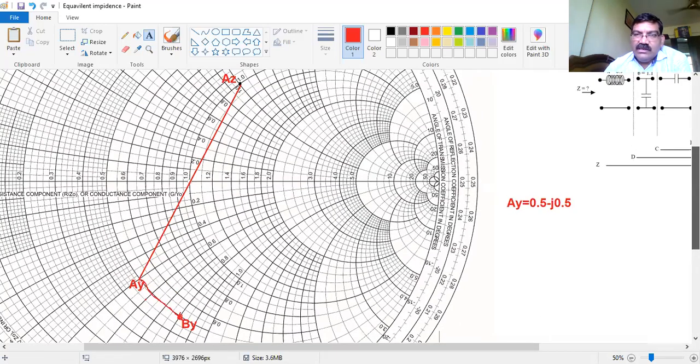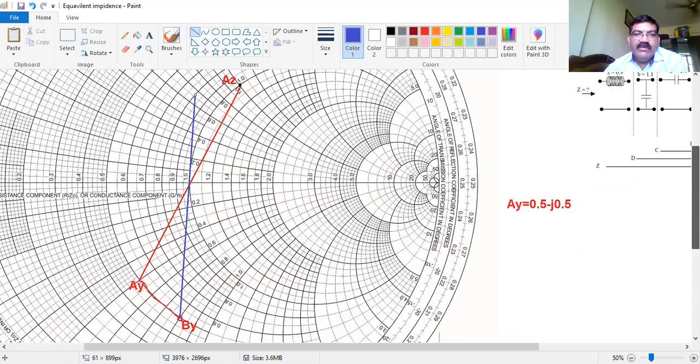I'll take another color so that this will be a different line. This by, I'll just draw a line passing through the origin. How will we convert? Anybody who has the Smith chart can verify the answer. Give me the verified answer. So this by, we are converting to bz. How much are we getting?